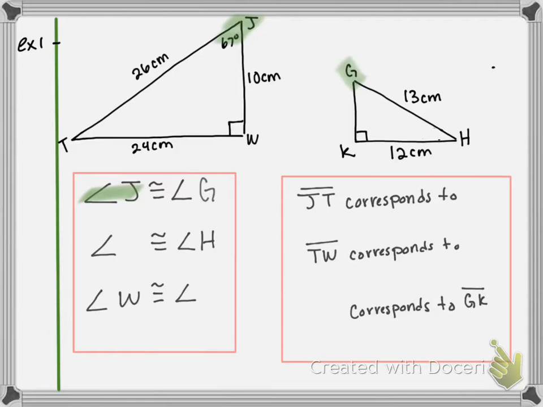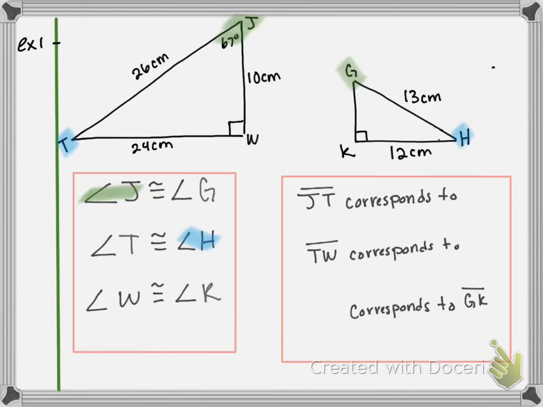Let's go backwards. Let's go from the small triangle to the big. It says what angle is congruent to angle H. Angle H is here. The angle that we're looking for will be angle T. So angle T is congruent to angle H. And the last one, angle W, is congruent to, obviously, the last one standing, which is K.